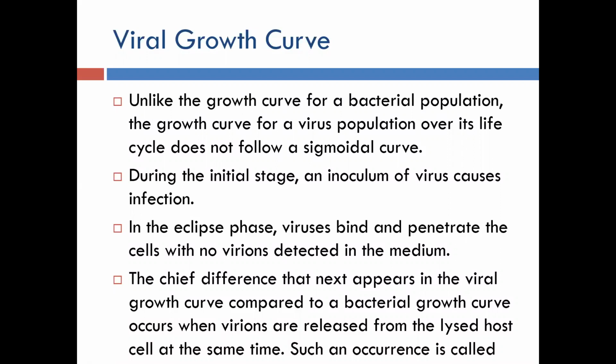During the initial stages, an inoculum of a virus causes infection. Then it enters an eclipse phase where viruses bind and penetrate the cells, and no virions are detected in the medium. So you don't have any increases in numbers during that phase. The chief difference is in the next stage of the viral growth curve, where you have release of virions occurring, and it lyses the host cell at the same time.